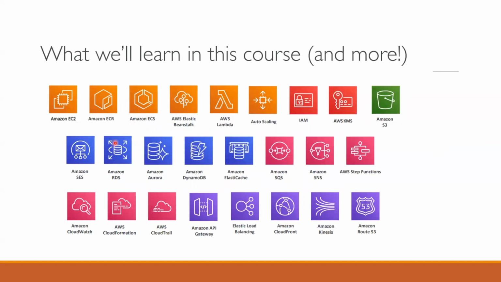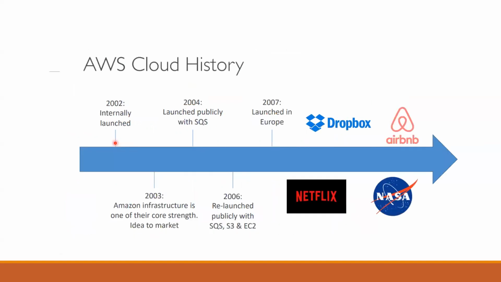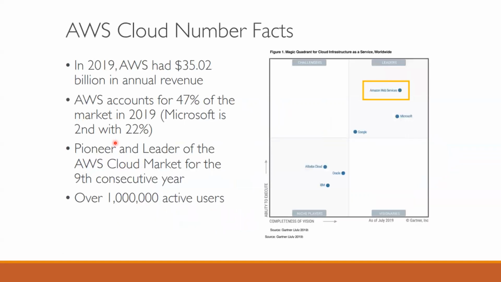What we will learn in this course: Amazon EC2, ECR, ECS, Elastic Beanstalk, Lambda, Autoscaling, IAM, KMS, S3, SES, RDS, Aurora, DynamoDB, ElastiCache, SQS, SNS, CloudWatch, CloudFormation, CloudTrail, API Gateway, Load Balancing, CloudFront, Kinesis, Route 53. Some of the services are introduced. I will show you once we start AWS, the history of AWS and how it came about. Dropbox, Airbnb, NASA, Netflix are using AWS.